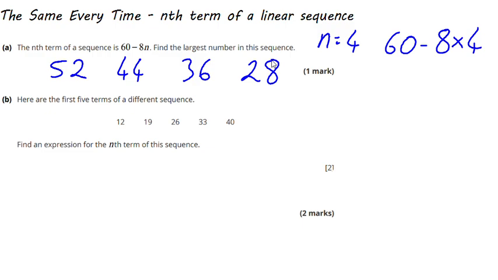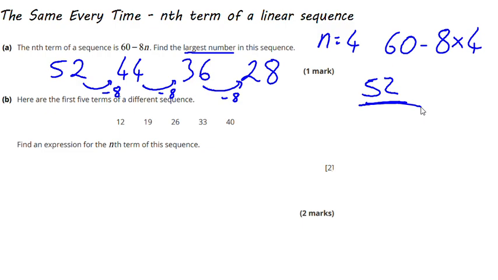And do you see what's happening here? I've got my sequence 52, 44, 36, 28. And you can see the numbers are getting smaller every time. So the question says find the largest number in this sequence. Well, the largest number must be the first one, because if you look at this, I'm taking away 8, I'm taking away 8, I'm taking away 8. So my numbers get smaller every time. So my largest number is in fact the first term, which is 52.